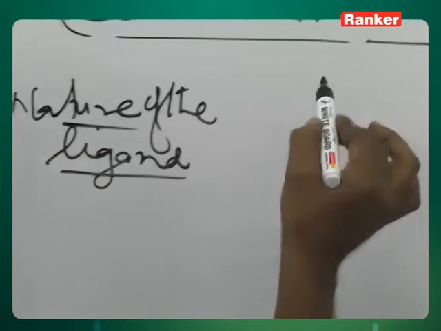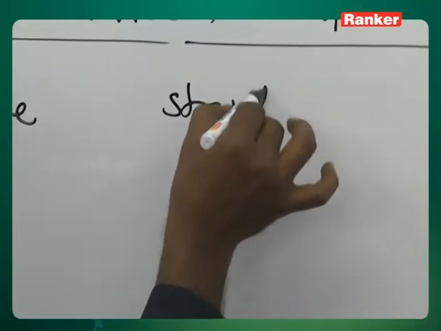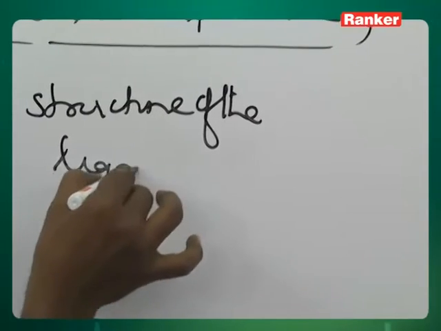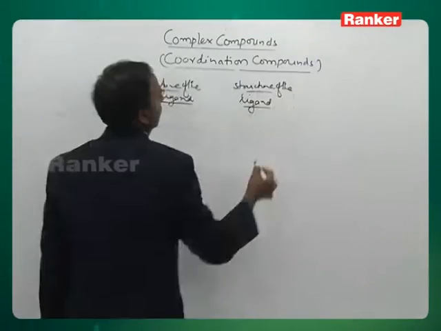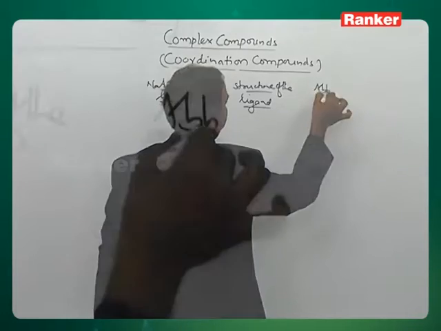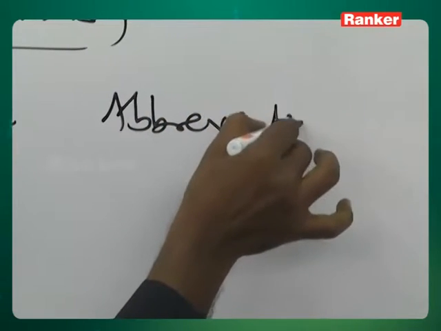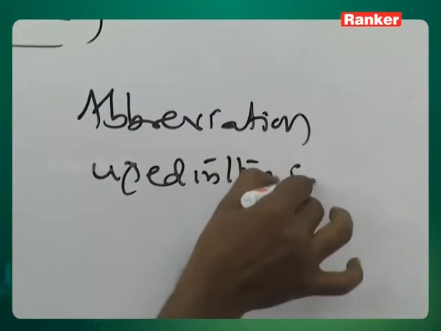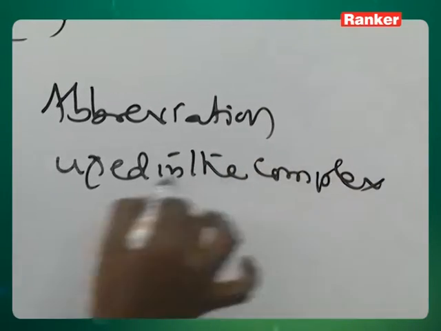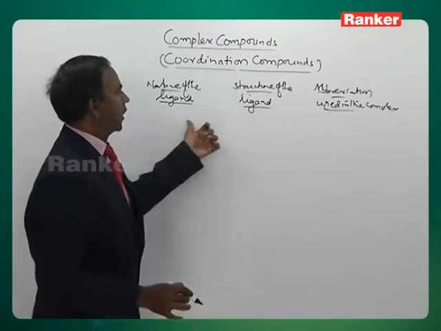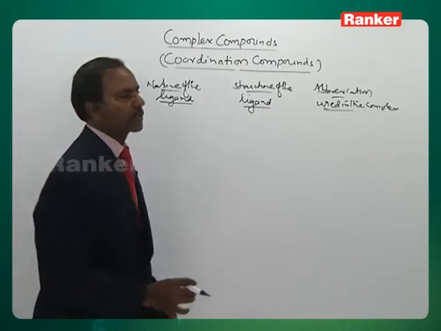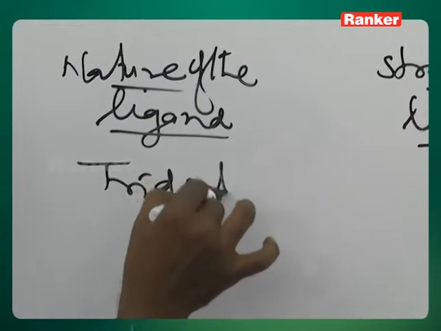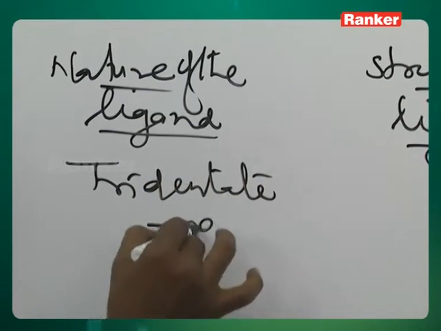Nature of the ligand and the structure of the ligand. Abbreviation used in the complex. So, nature of the ligand, structure of the ligand, abbreviation used in the complex. Let us start with the tridentate negative.